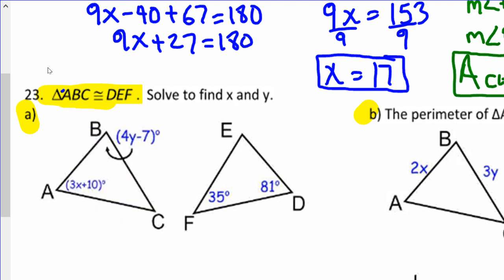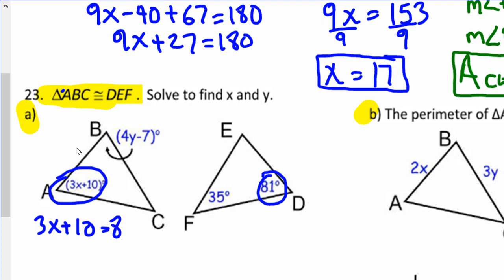So angle A and D are congruent. So whatever the measurement of one is, it's equal to the measurement of the other, because what it means to be congruent is that the measurements are equal. So we get 3x plus 10 equals 81. Subtract 10 from both sides, we get 3x equals 71, and that gives me x equals 71 over 3. Again, if you get a decimal answer, don't panic. It could be that the answer is just a decimal number.